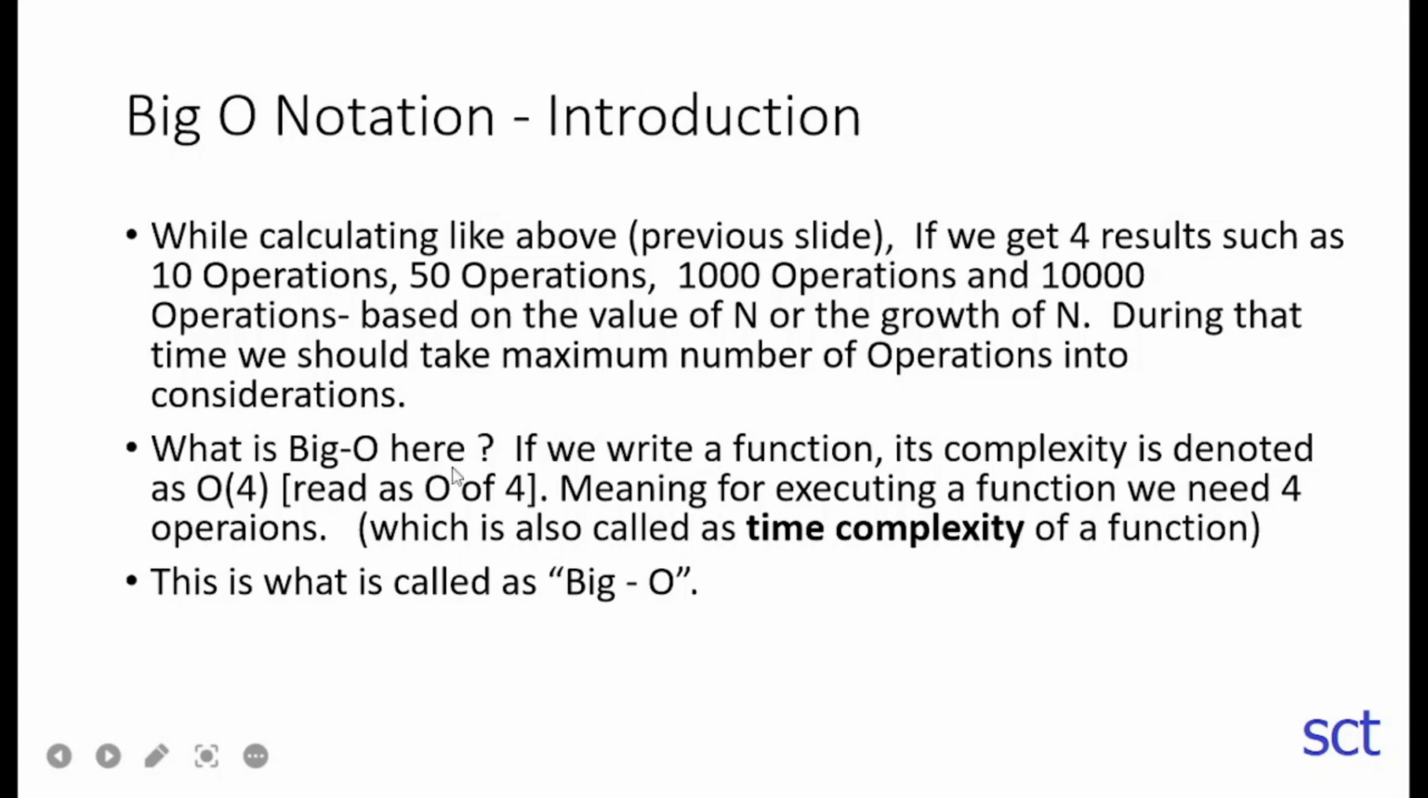What is big O here? If you write a function, its complexity is notated as O of 4. Basically it is read as O of 4, O with 4 within brackets. Meaning, to execute the function we need 4 operations. For example, there is a search operation, and we need to do 4 operations to do a particular search. This is also called the time complexity of a function. This is what is called big O.